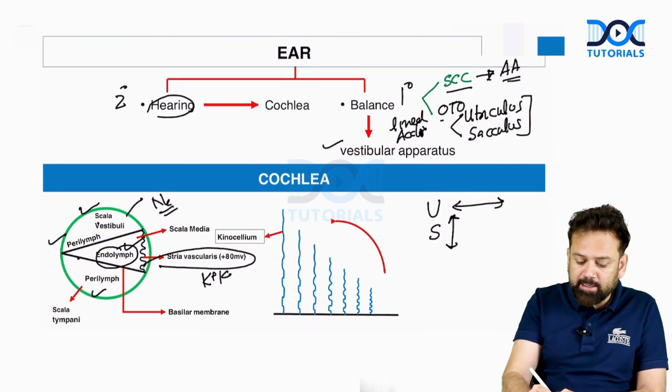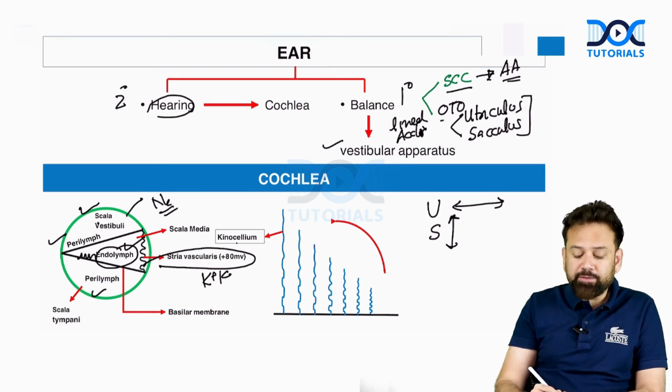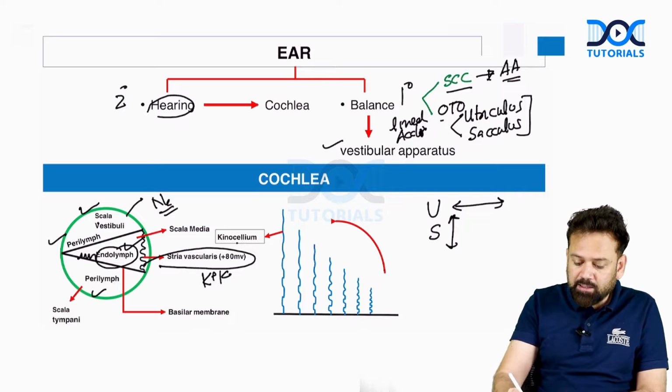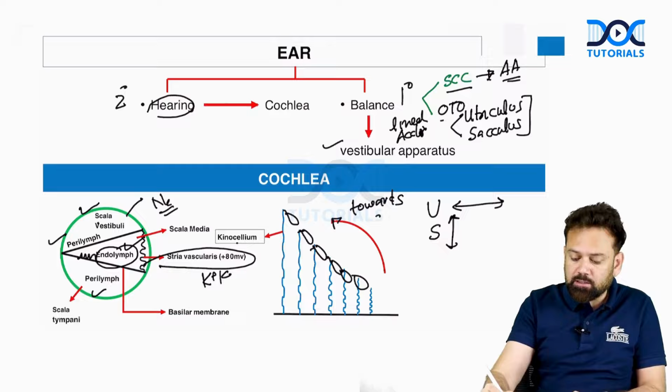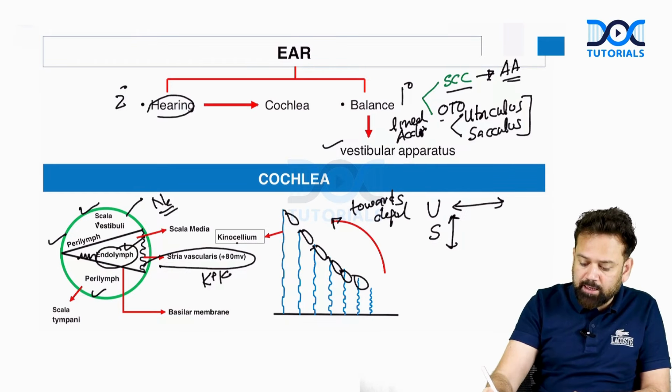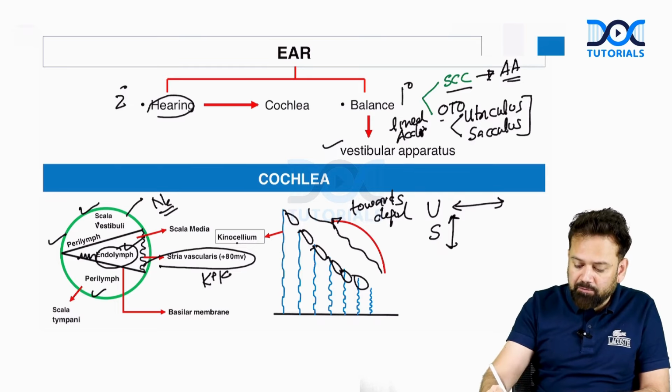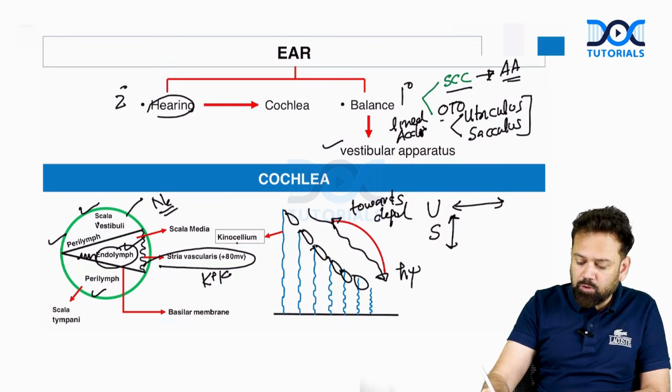And we have the organ of Corti in the scala media. It has different types of cells. The largest is called the kinocilium, then the stereocilia, and when the hair cell moves towards the tallest, it causes depolarization. When it moves away from the tallest, it will cause hyperpolarization.